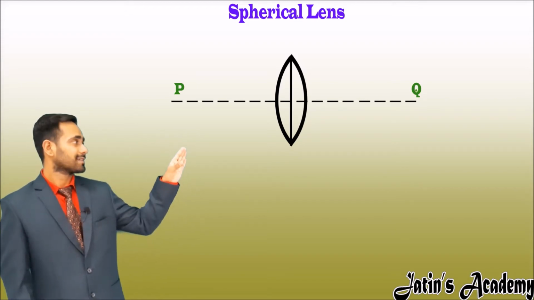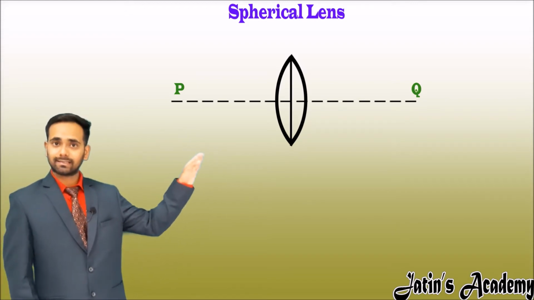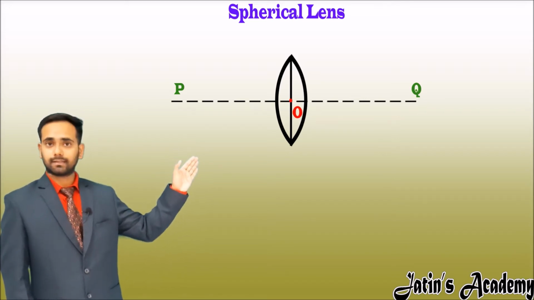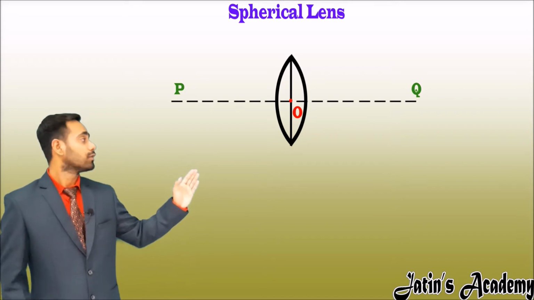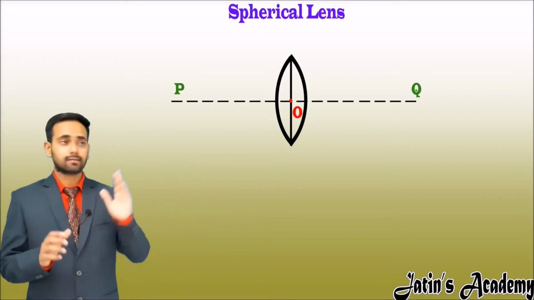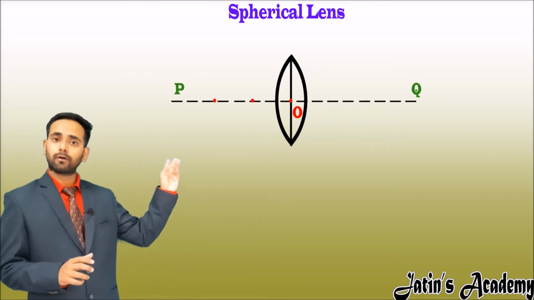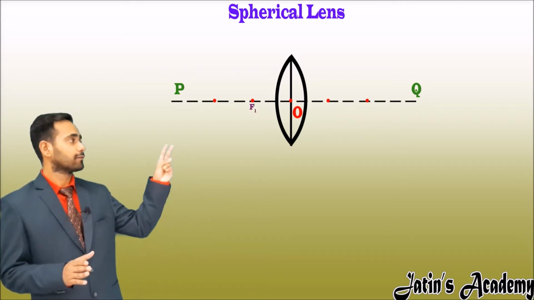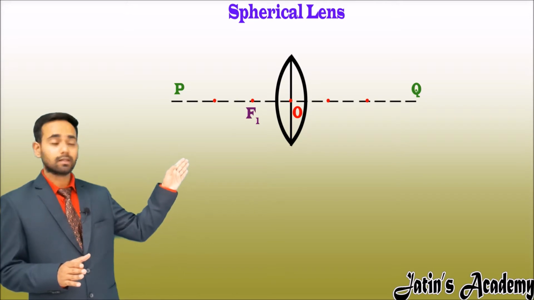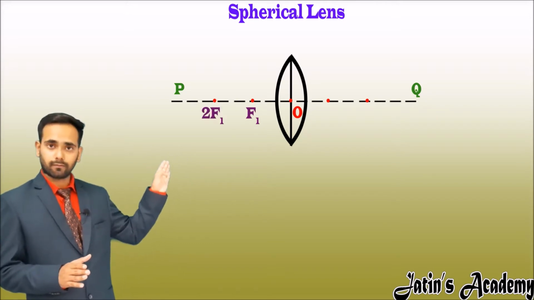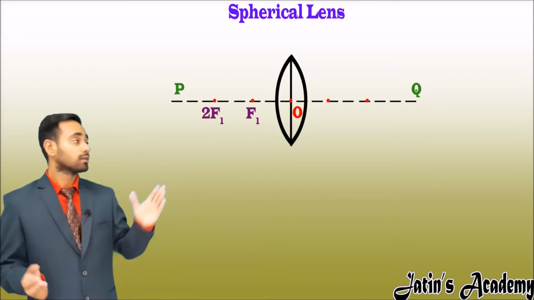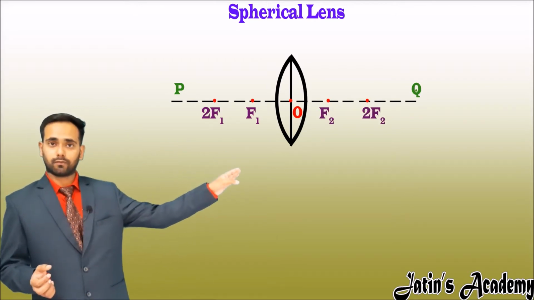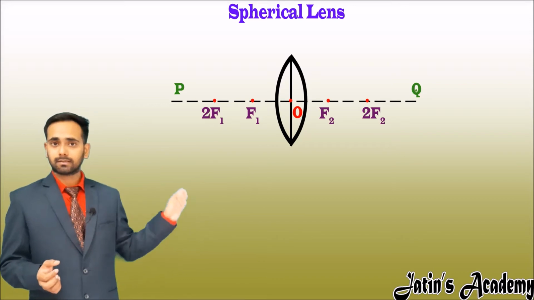Now the intersection point of the principal axis and the height or aperture is nothing but an O point. This is the optical center. Now make 2 points on the left hand side and 2 points on the right hand side at equal distance. These 2 points, first point is F1, focus 1, and second point is 2F1, double of the focus, and on the right hand side we have F2 and 2F2. Now our diagram is completed.